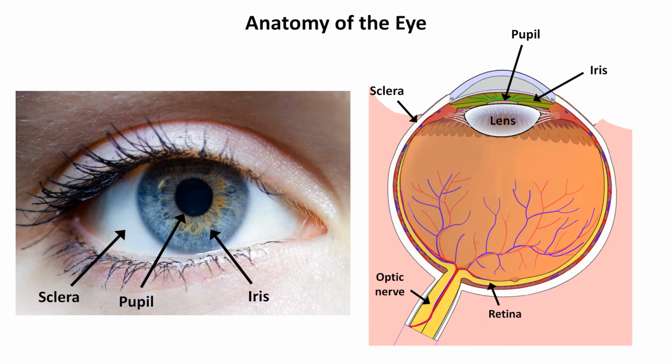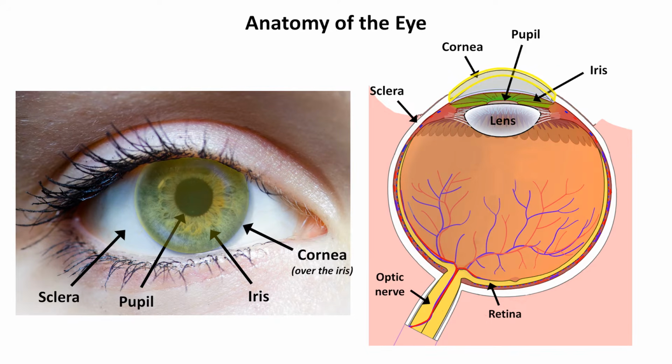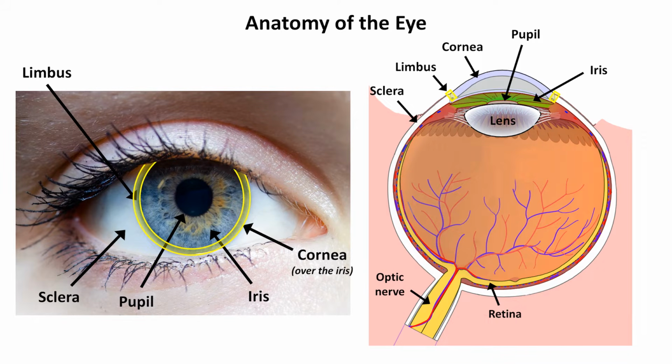What might not be immediately apparent without close inspection is that the iris and pupil are covered by a transparent dome structure, which is the cornea. The sclera and cornea are contiguous. The region where one transitions into the other is called the limbus. The space between the iris and the cornea is called the anterior chamber. The posterior chamber is immediately behind the iris.